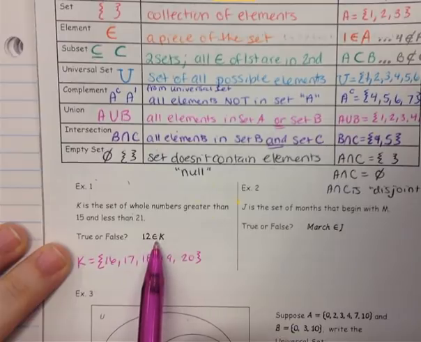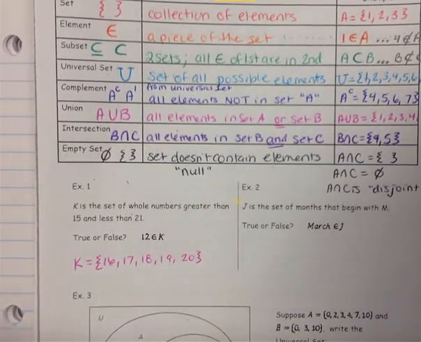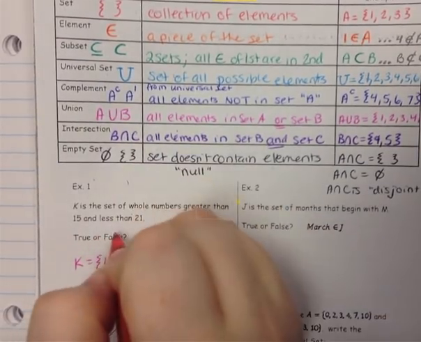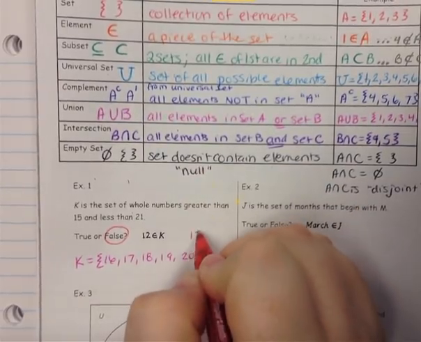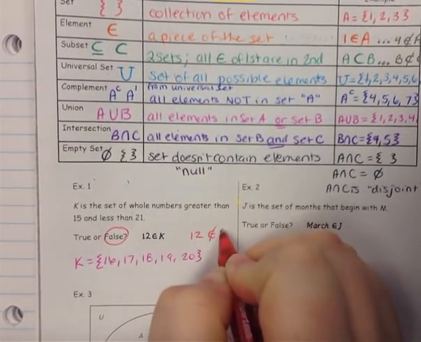12 is an element of K. 12 is not a part of this set, so that would be false. So we would write out that 12 is not an element of K.